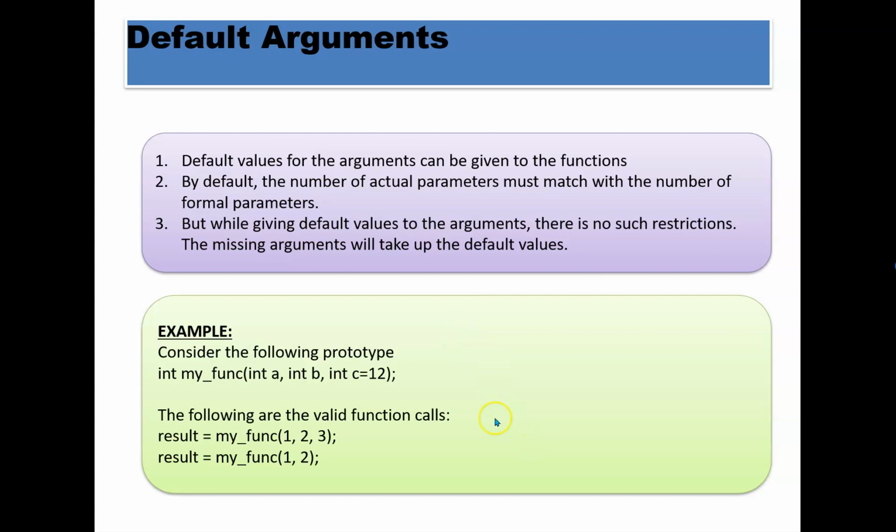Parameters may also have default arguments, which are default values given to the function. By default, the number of actual parameters must match the number of formal parameters, but if you use default arguments, there's no such restriction. Missing arguments will take default values, which means that they have to be at the end, by the way. So here, int A, int B, and int C equals 12, all of these calls will work. Call it with 3, and this way C would be 3. If you call it with just 2 values, C would be equal to 12.